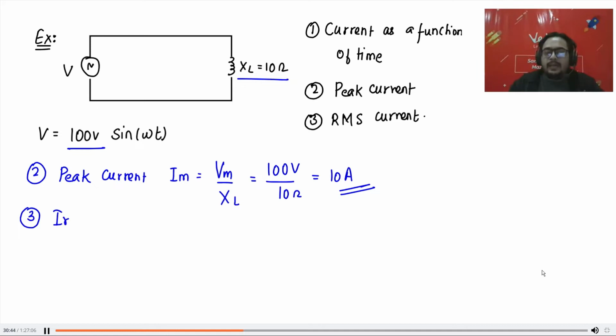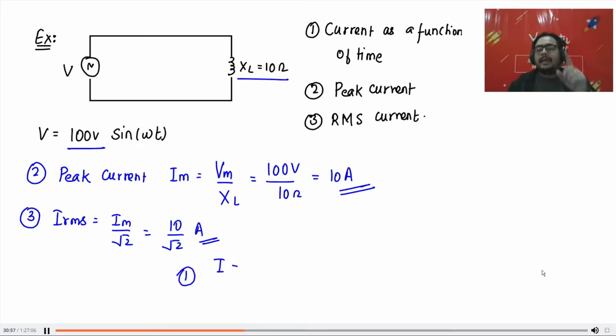Can I calculate RMS from it? IRMS is Im by root 2. So 10 by root 2 ampere. Can I write current as a function of time? Formula of I is Im, which is 10 ampere, sine omega t. What will I write? Plus pi by 2 or minus pi by 2?